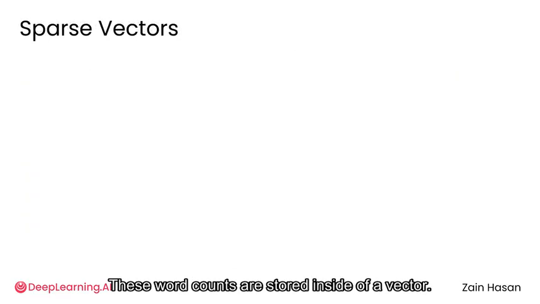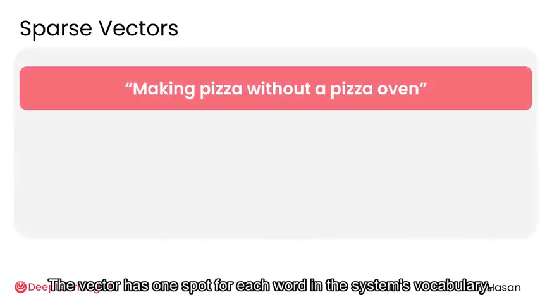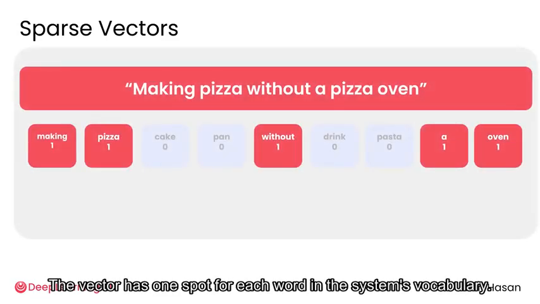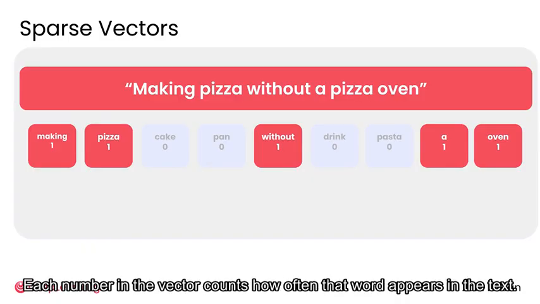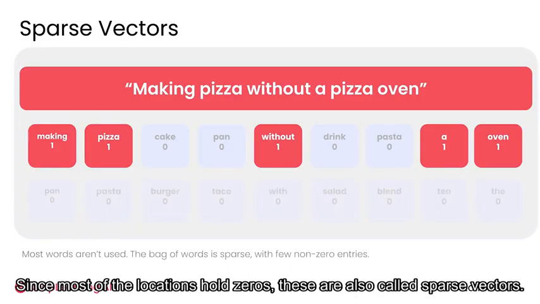These word counts are stored inside of a vector. The vector has one spot for each word in the system's vocabulary, so there could easily be tens of thousands of spots. Each number in the vector counts how often that word appears in the text. Since most of the locations hold zeros, these are also called sparse vectors.